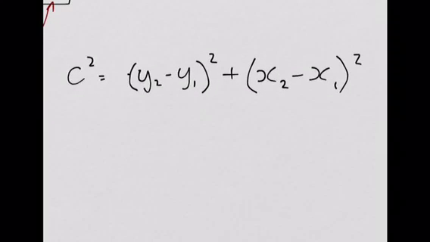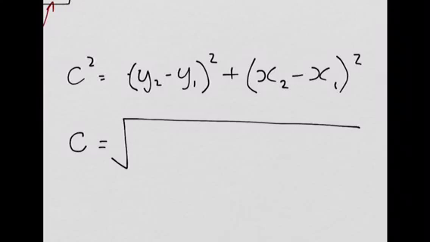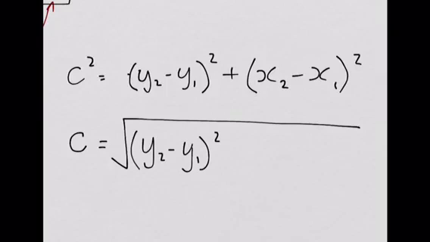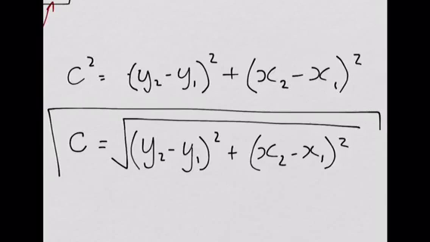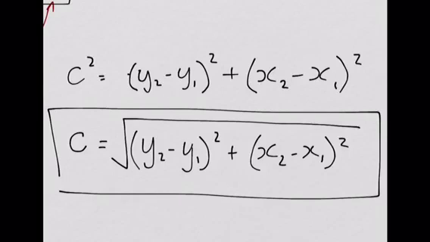Now we can just simply, because we're not interested in the square of the distance of our hypotenuse, we want the actual distance, move the square root over to the other side, and we end up with c is equal to the square root of y2 minus y1 all squared plus x2 minus x1 all squared. So basically we take our two y coordinates, subtract them, take our two x coordinates, subtract them, and square each of those and square root the whole lot.